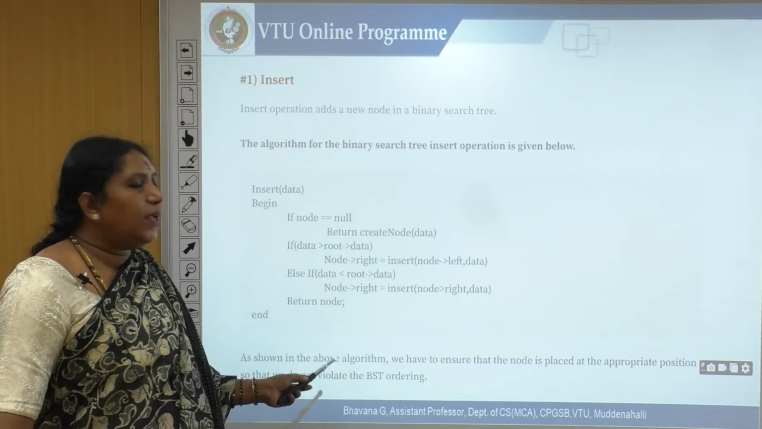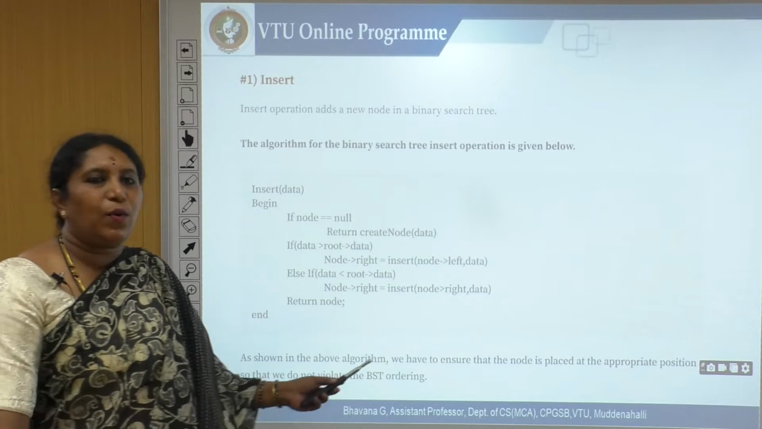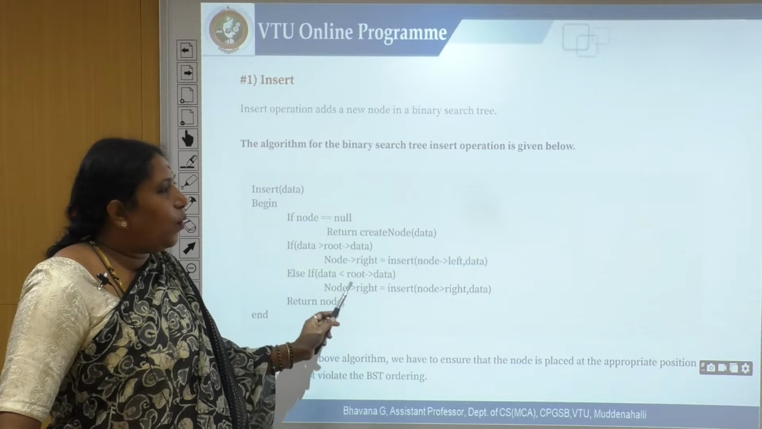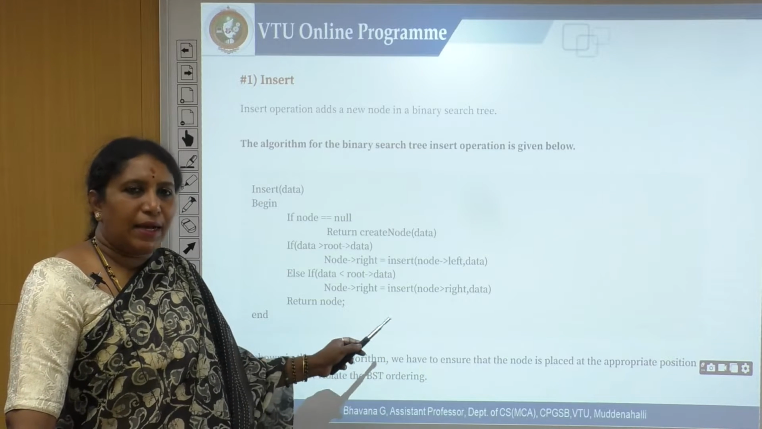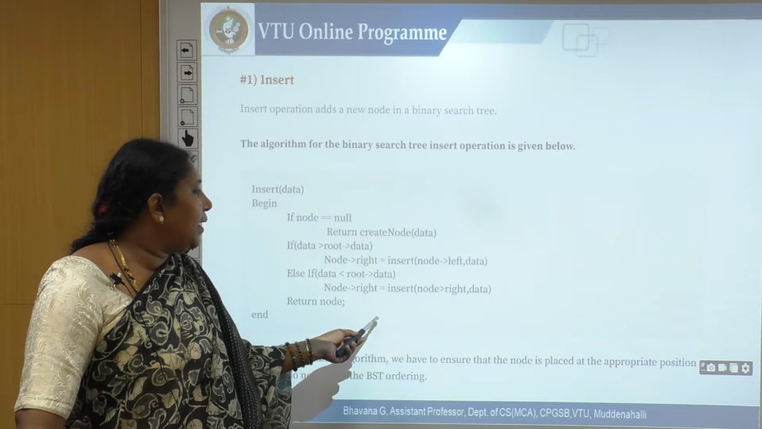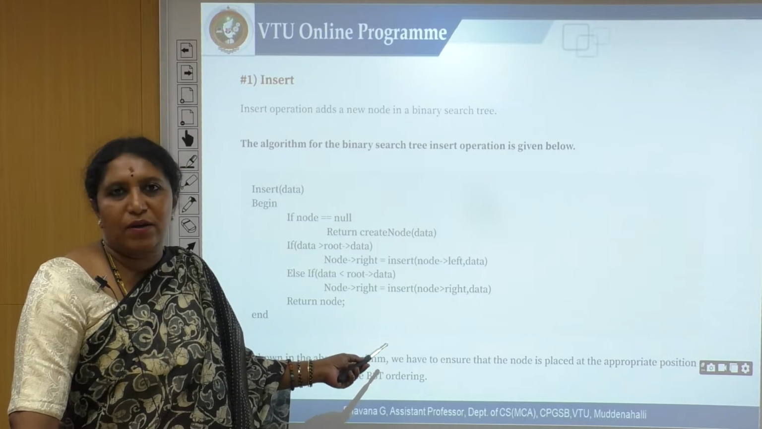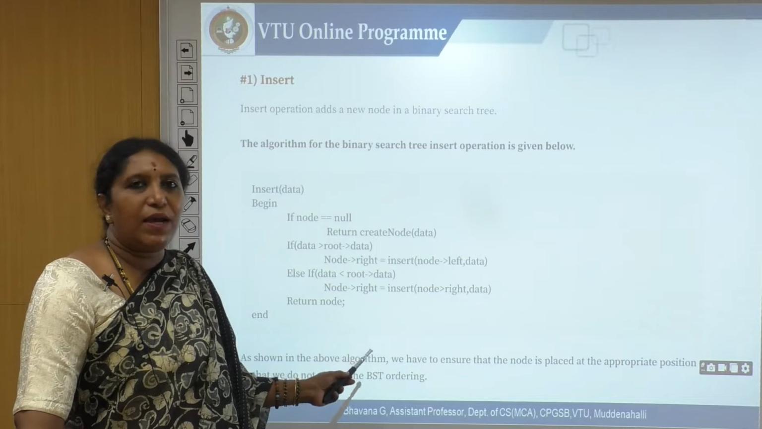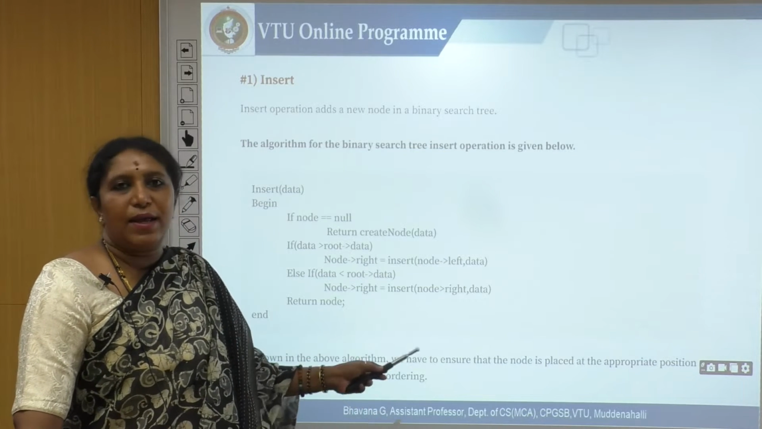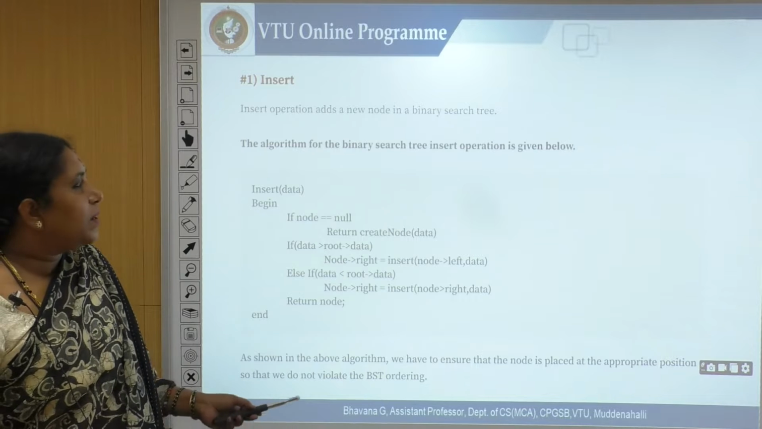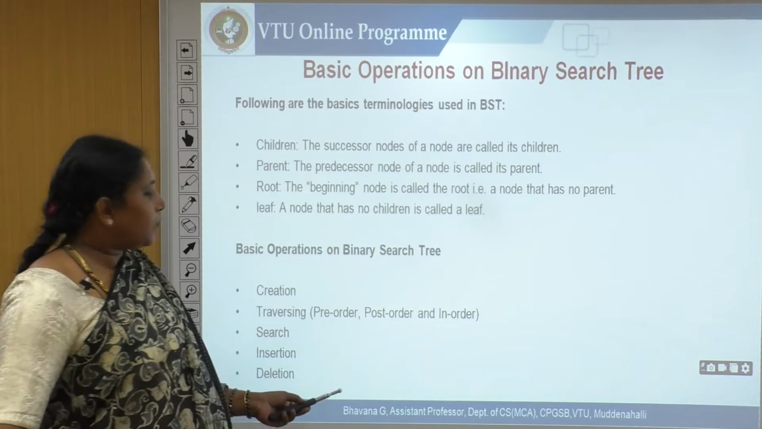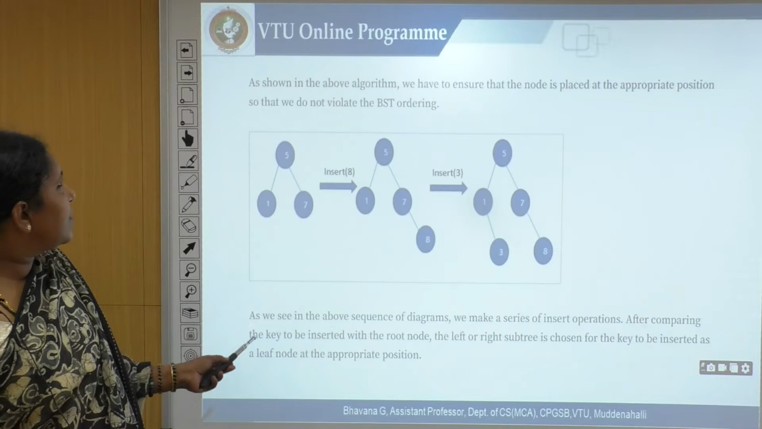While inserting a node into the binary search tree, you have to see that it is placed properly, that is, you have to follow the property of BST. If the data which you are inserting is less than the root, insert it on the left side. If it is greater than the root, insert it on the right side. By doing that, you are not violating any binary search tree property. Okay, now this is the insertion operation.